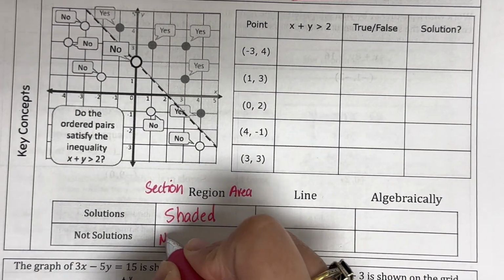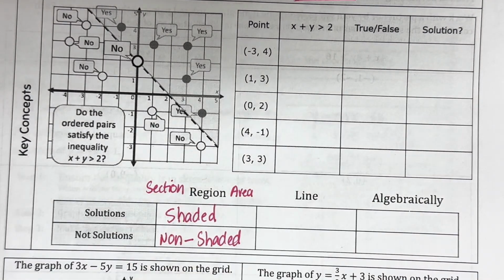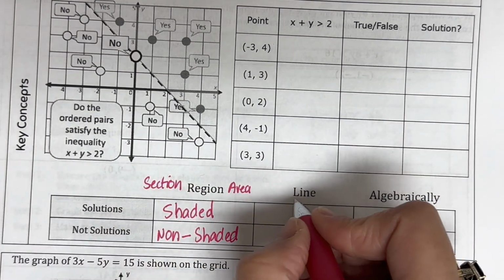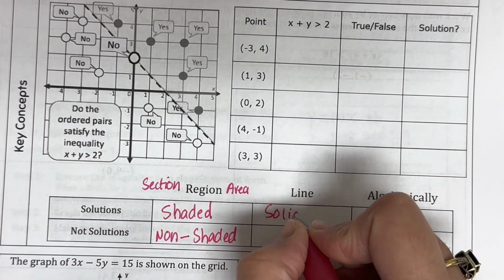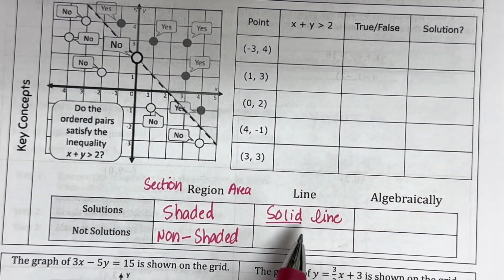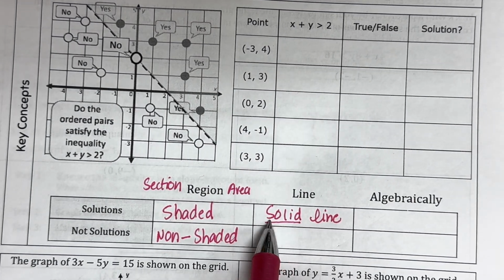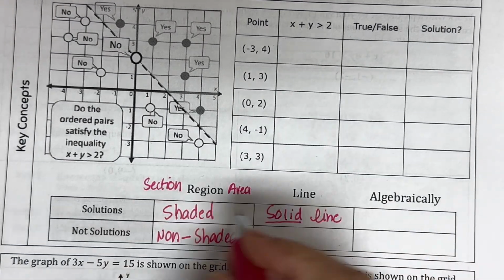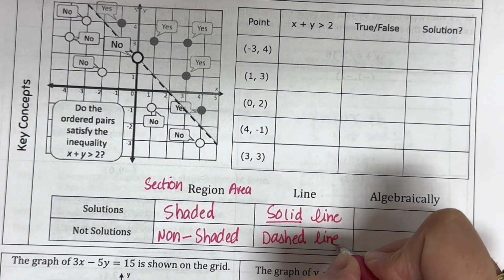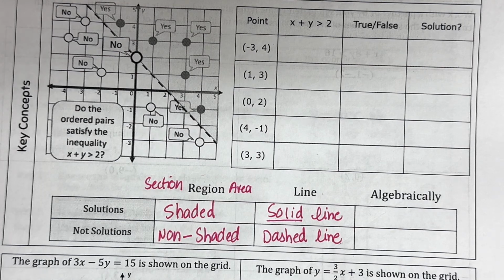Not solution, that means it is in the non-shaded area. So just the white part, that's where you're not gonna find the solution. Solution is on a solid line only. Solid line means there's an equal. That means the number belongs there and the number is correct. Not solution is on the dashed line. Dashed line doesn't involve equal. That's the reason the solution cannot be on the dashed line.